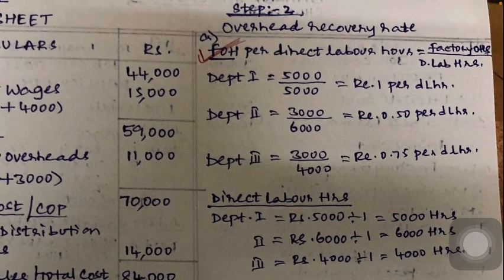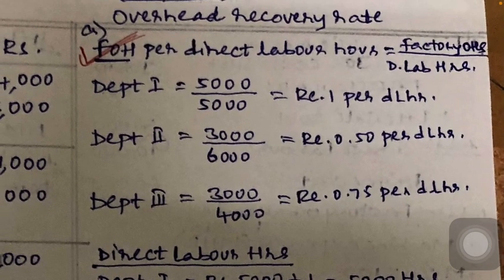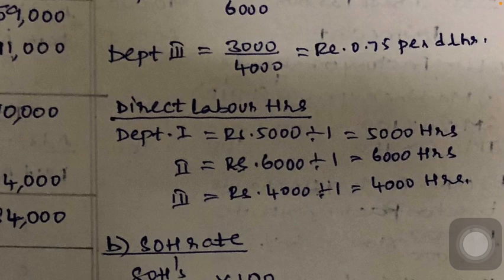Now, factory overhead per direct labor hour: the formula is factory overhead divided by direct labor hours. In department 1, 5,000 rupees was spent for 5,000 labor hours, so it is coming to 1 rupee per direct labor hour. Department 2, 3,000 rupees for 6,000 labor hours, it is coming to 50 paisa per direct labor hour. Department 3, 3,000 rupees for 4,000 direct labor hours means 75 paisa per direct labor hour is factory overheads.